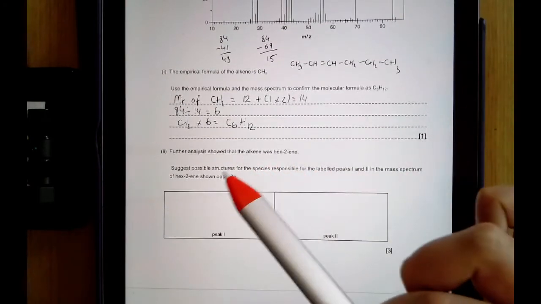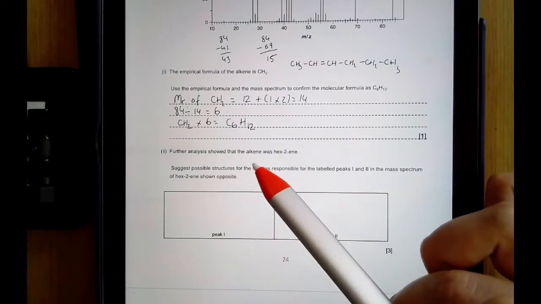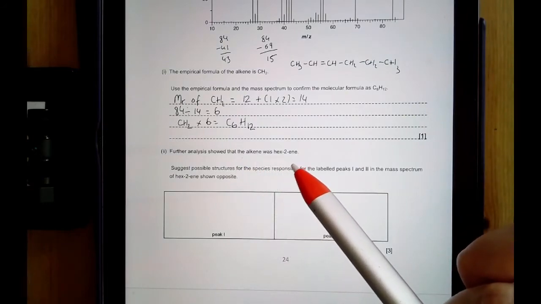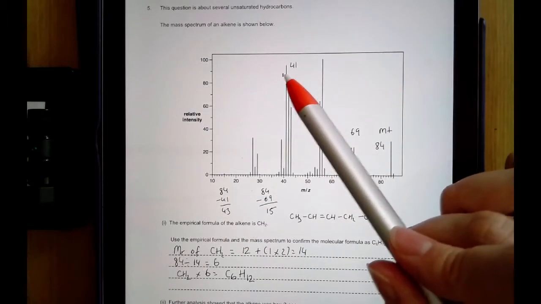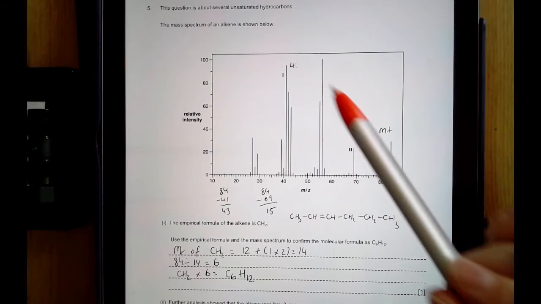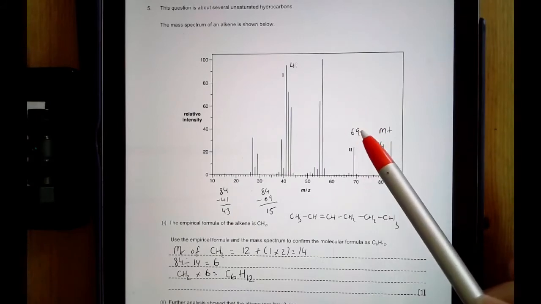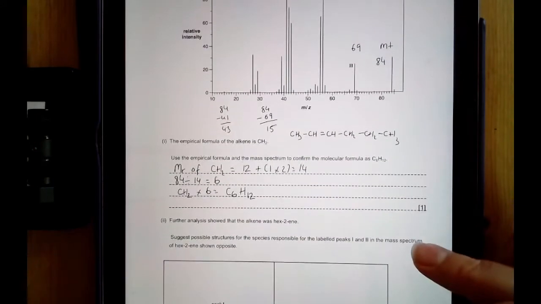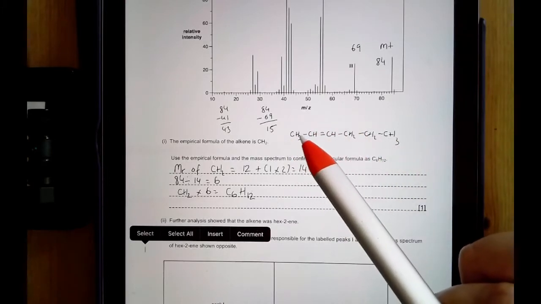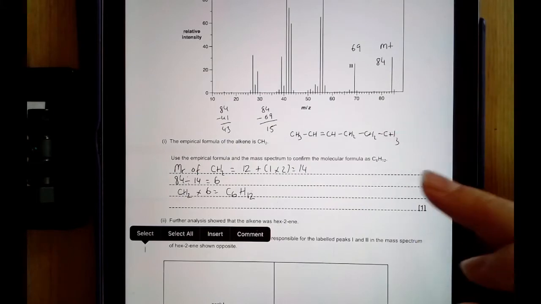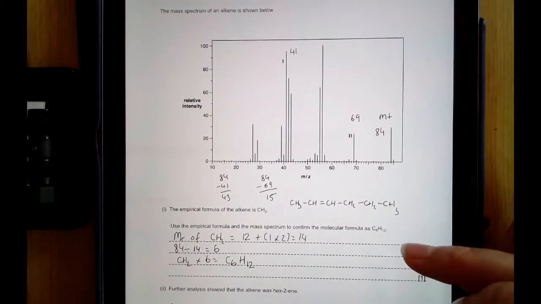The next question says that the analysis showed that the alkene was hex-2-ene, and they want you to suggest possible structures for peak 1, which has a mass charge ratio of 41, and peak 2, which has a mass charge ratio of 69. So the first thing I did for myself was just draw hex-2-ene, always draw it out. There is my hex-2-ene. And now I'm going to start looking at the peaks.